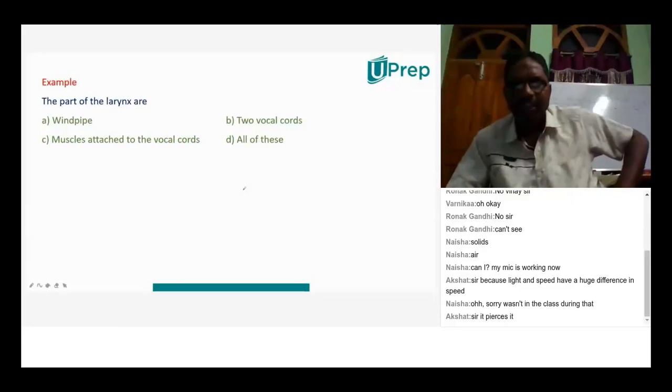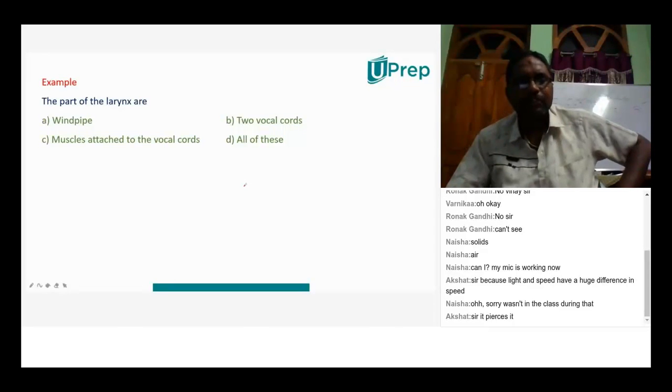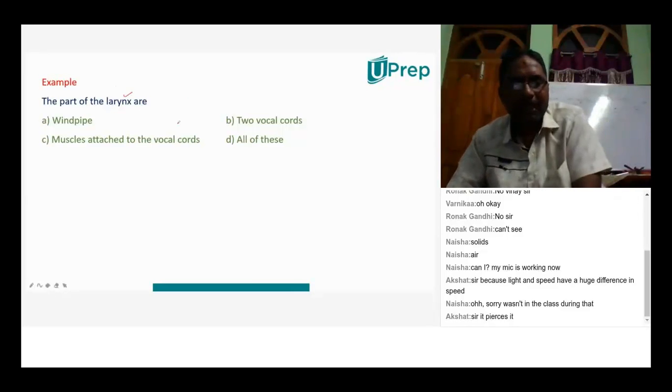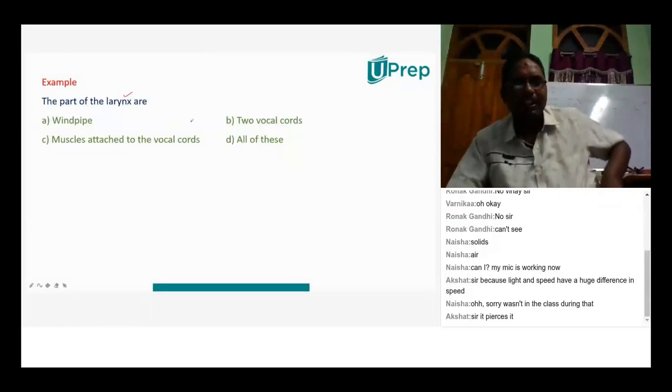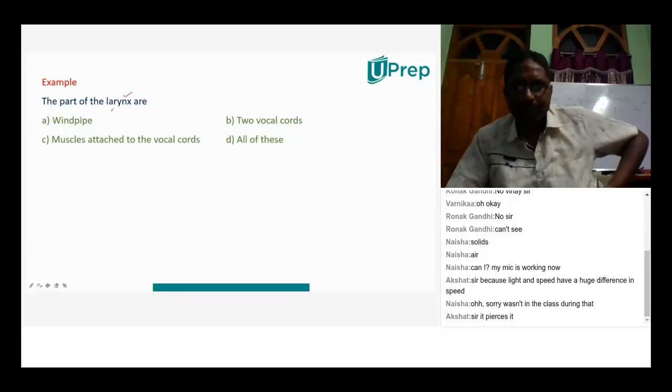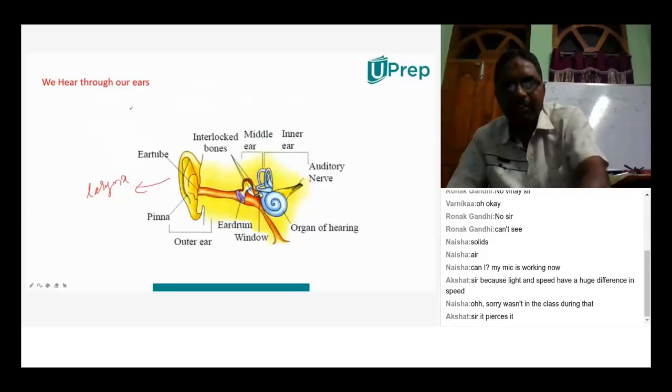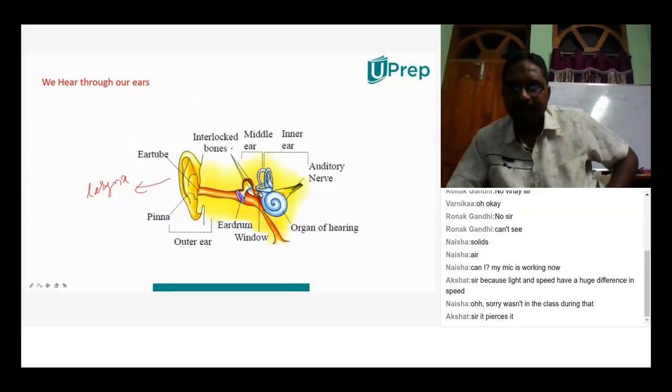Actually, that picture was not there in this particular slide. So, larynx will have a windpipe, two vocal cords, and muscles attached to the vocal cords. All these things will be there in the larynx. So, larynx consists of all these things. The main part by which we can hear is larynx only, but it is not mentioned here. So the total part will be called larynx. Okay.